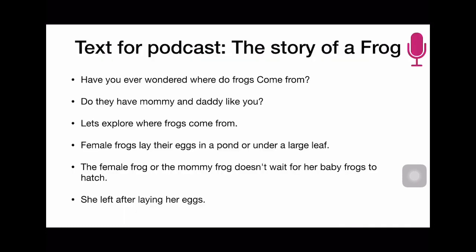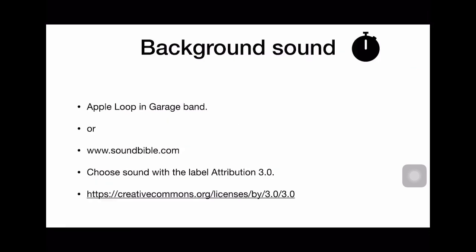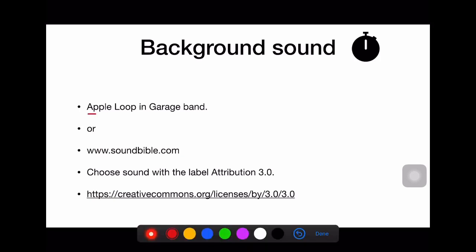Now here's the text for podcast for this exercise. The story of a frog. So what you can do is you take your smartphone and take a photo of this so that you can read it later. Background sound. You can find the background sound in Apple Loops in GarageBand. They do have some nature sounds or animal sounds in the Apple Loops.